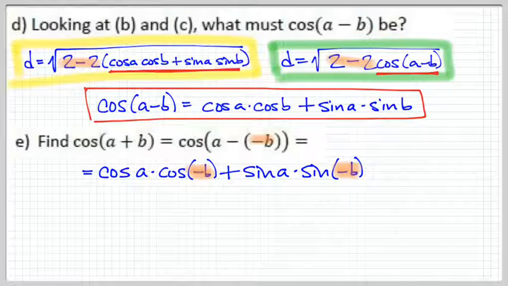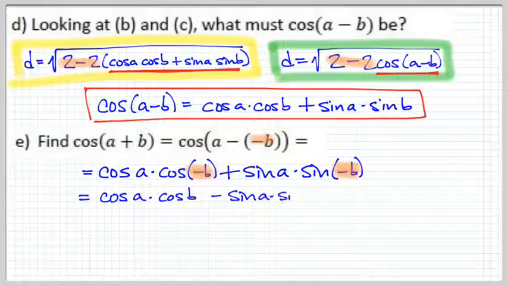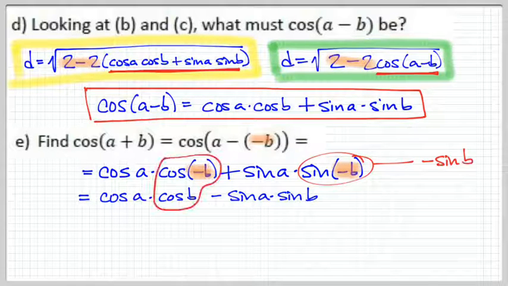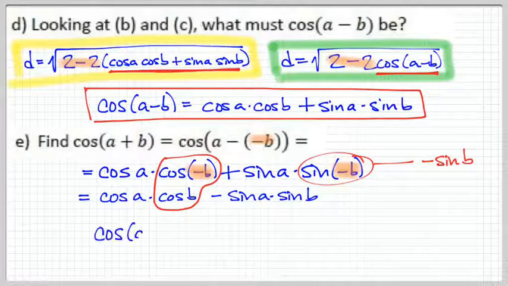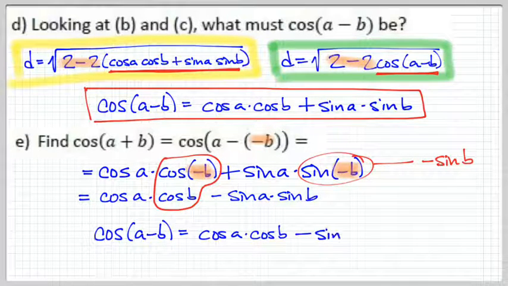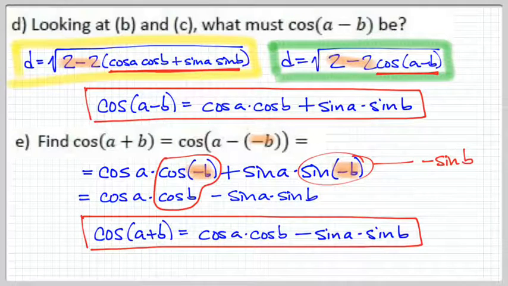Okay, but what is cosine of negative B? Cosine of negative B is just the cosine of B itself. The sine of negative B is actually the negative of sine B, so that's where this plus sign turns into a negative sign here. And so we have this other nice identity here for the cosine of A plus B. So now we have two nice identities.